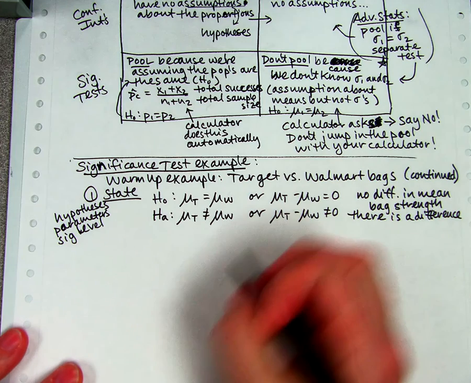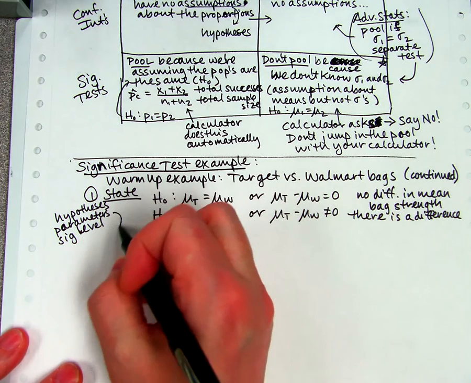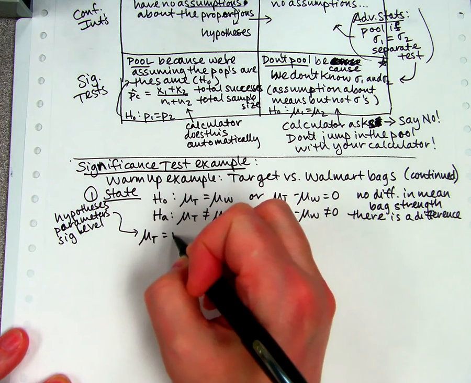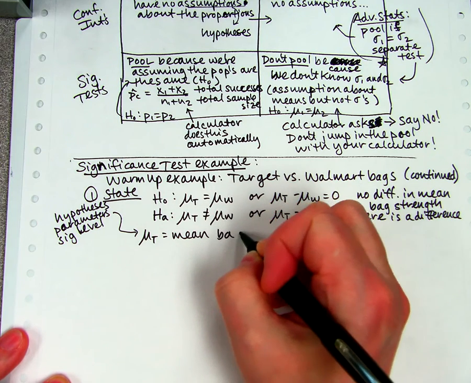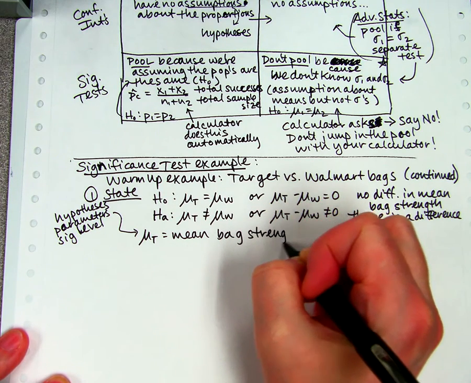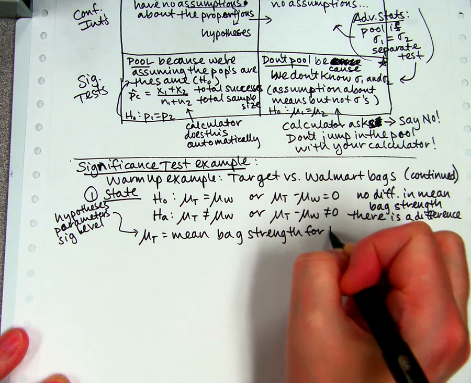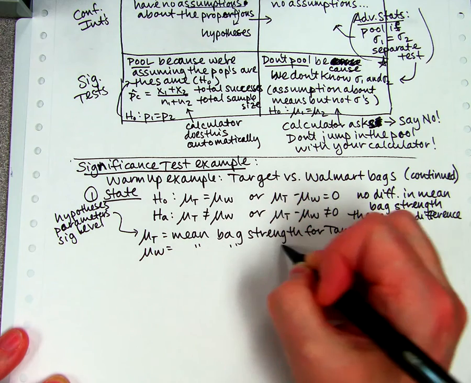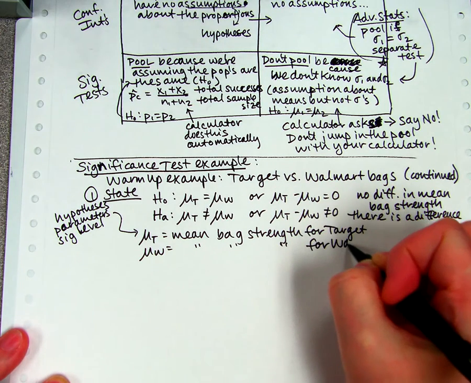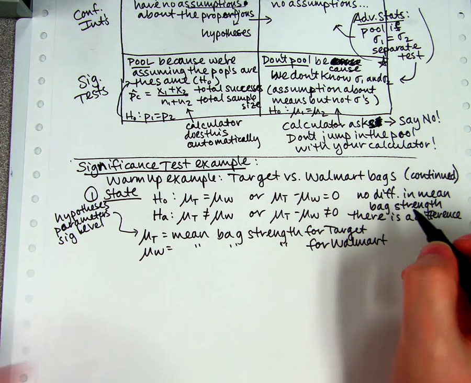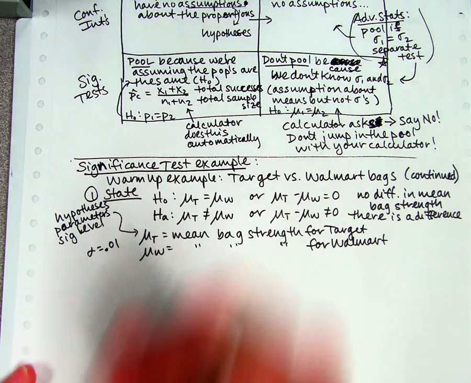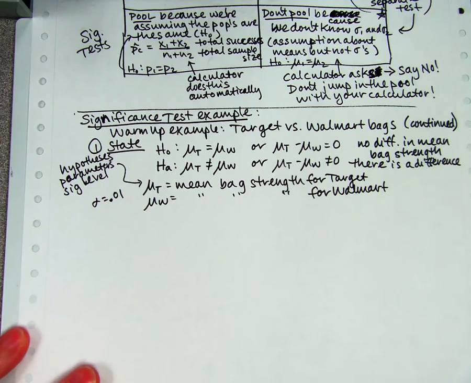We'll talk about that when we get down to the conclusion. We do need to define what these parameters mean. So this is almost enough, but not really. We have to say that mu t is the mean bag strength for Target, and mu w is the mean bag strength for Walmart bags. Then, because we did a 99% interval in the warm-up, we're going to do alpha is 0.01 just for a change, just to make sure you know how to deal with that. Sometimes alpha is not 0.05.